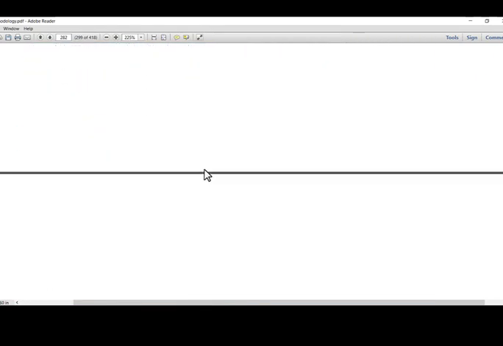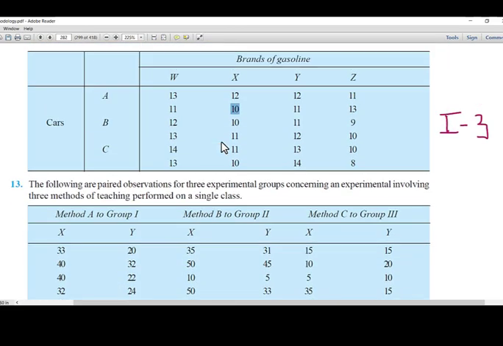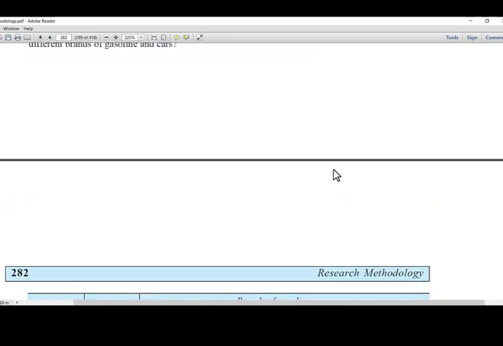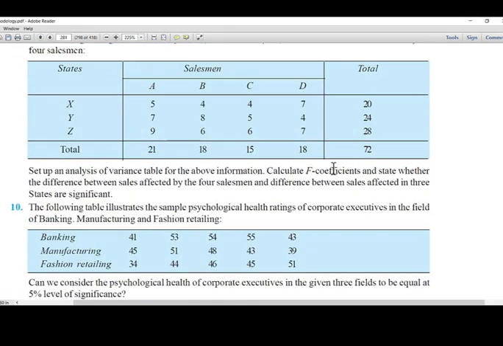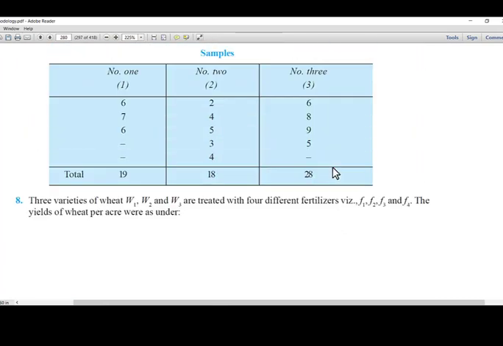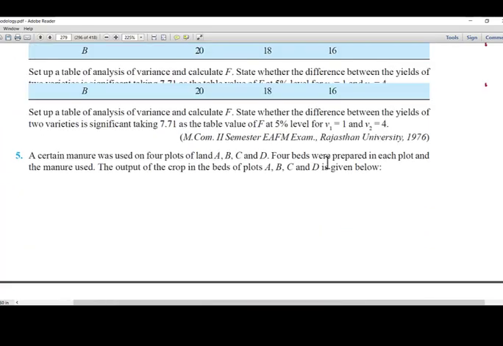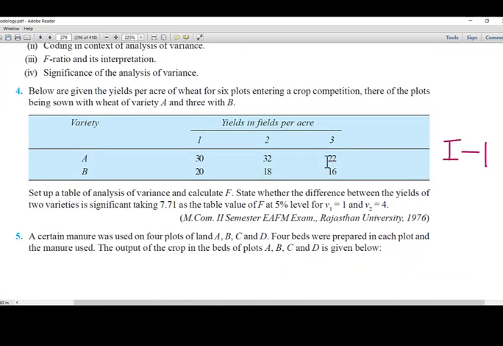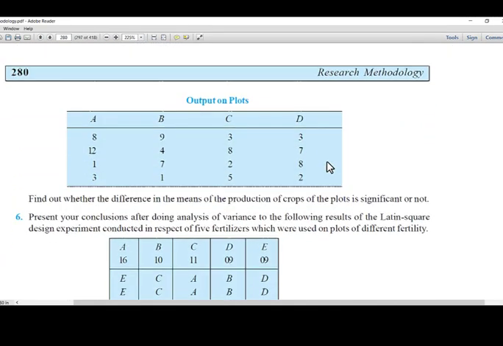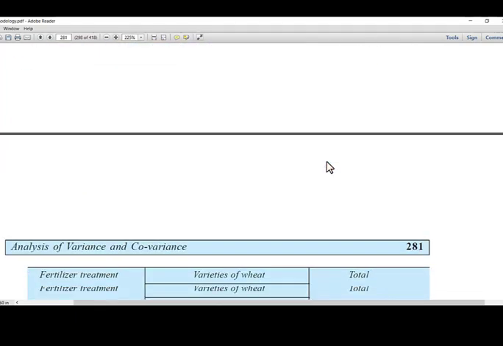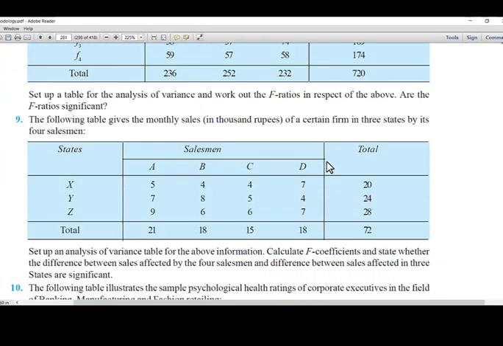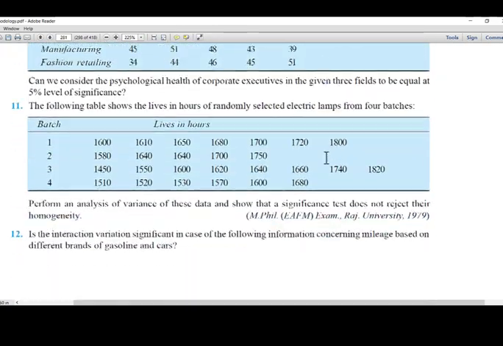Yes, this completes this unit, ANOVA, Analysis of Variance, and we have discussed 3 problems in the text, and later I have now explained you how to solve these problems, exercise problems, particularly this problem number 4, problem number 5, problem number 8, problem number 9, and problem number 12.